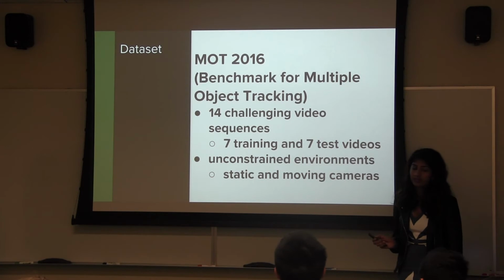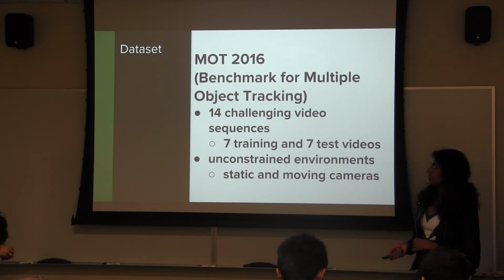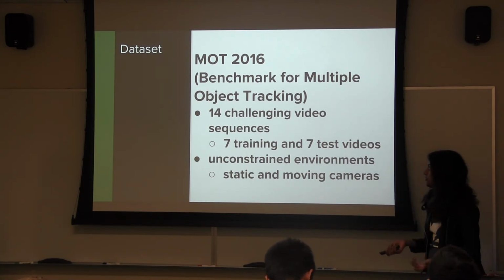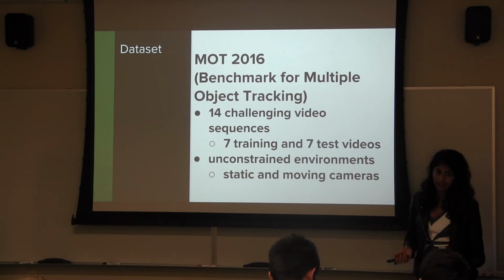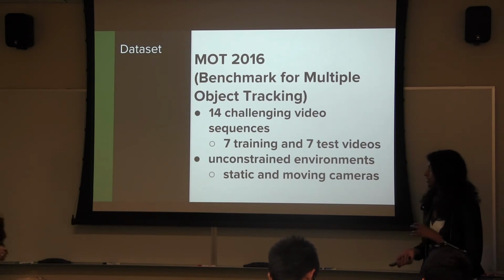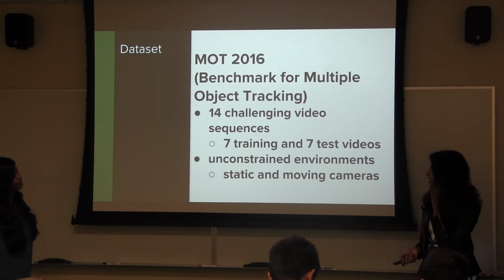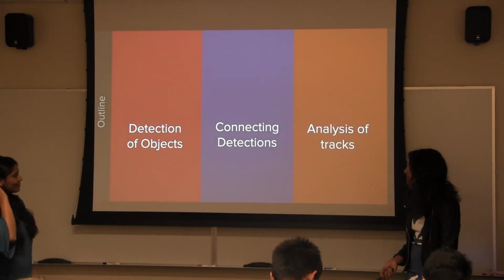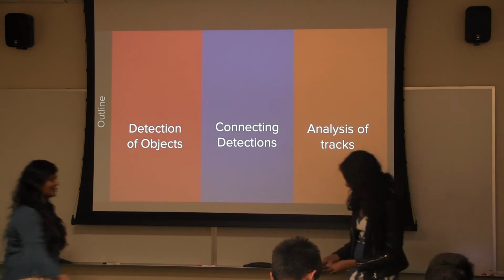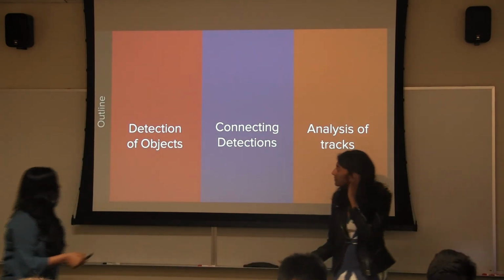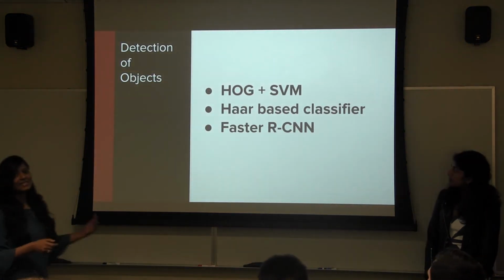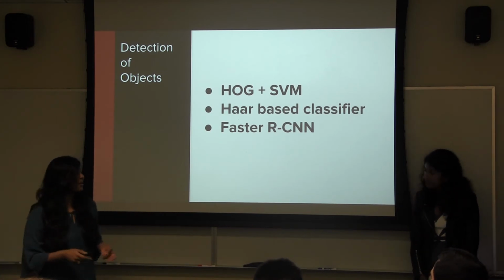The dataset that we use is the MOT 2016 dataset, which is the benchmark for multiple object tracking. It has 7 training and 7 test videos, and it's from unconstrained environments and with both static and moving cameras. So the next part of our presentation will go into each of the parts of the tracking, what we did for each part. The first one is the detection of objects, and we have 3 different models for detections.